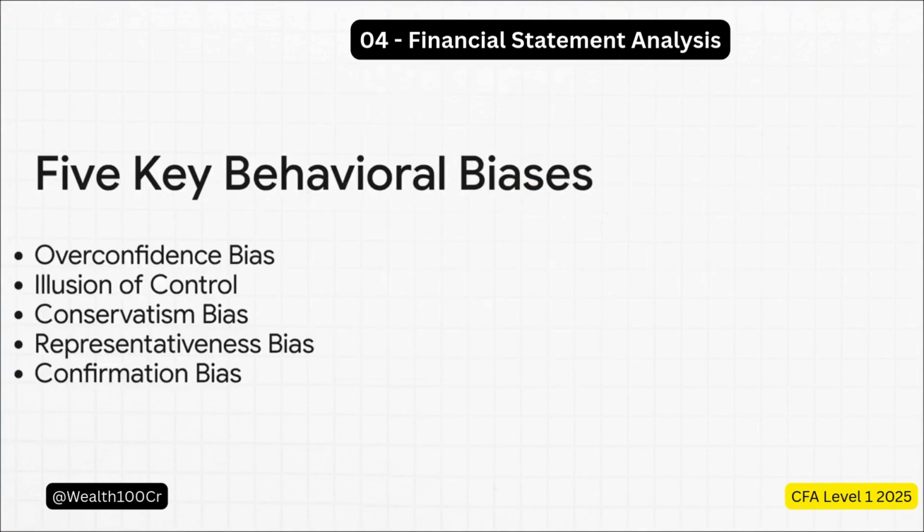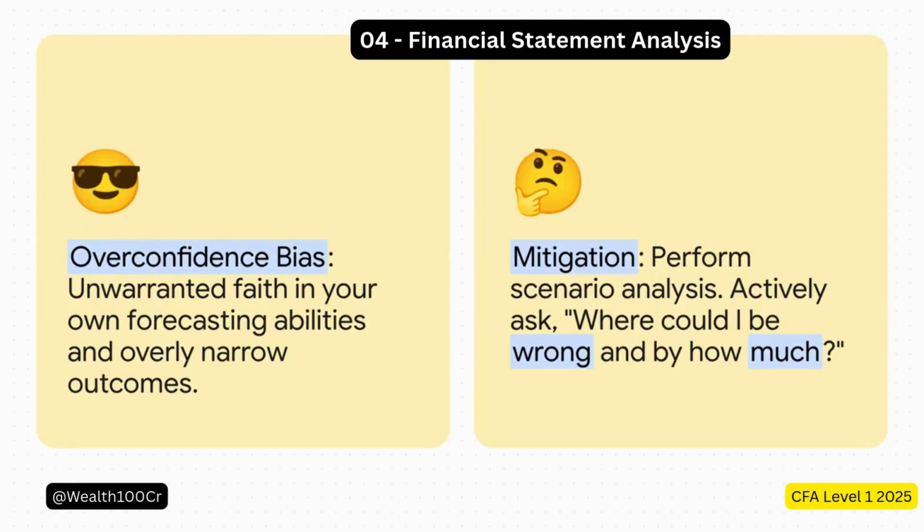Now, the CFA curriculum flags 5 key mental traps that analysts often fall into. We've got overconfidence, the illusion of control, conservatism, representativeness, and confirmation bias. Let's just dig into a couple of the biggest ones and talk about how to fight them. First up, the big one, overconfidence. We all have a natural tendency to believe our forecasts are way more accurate than they actually are.